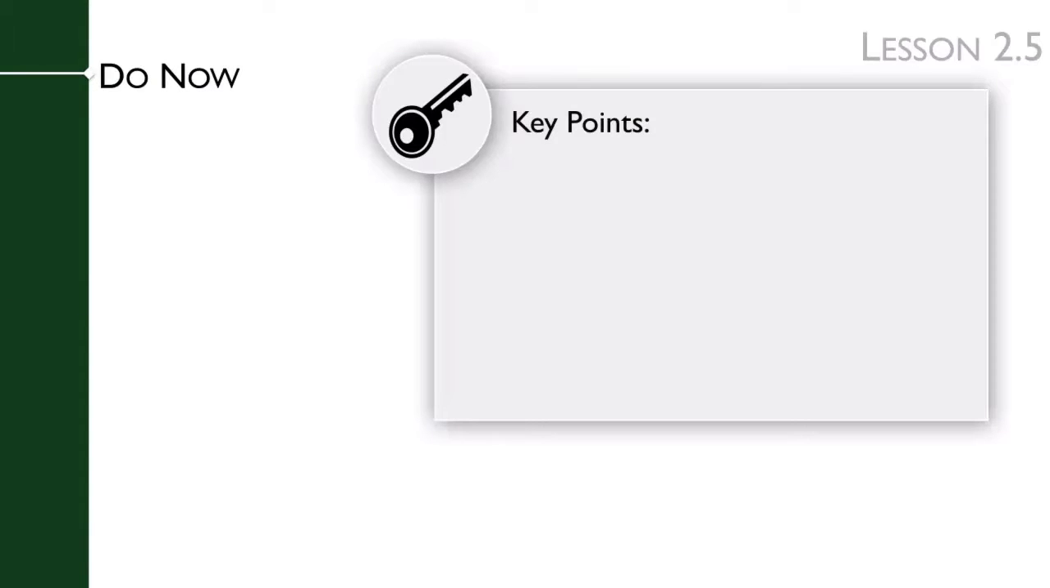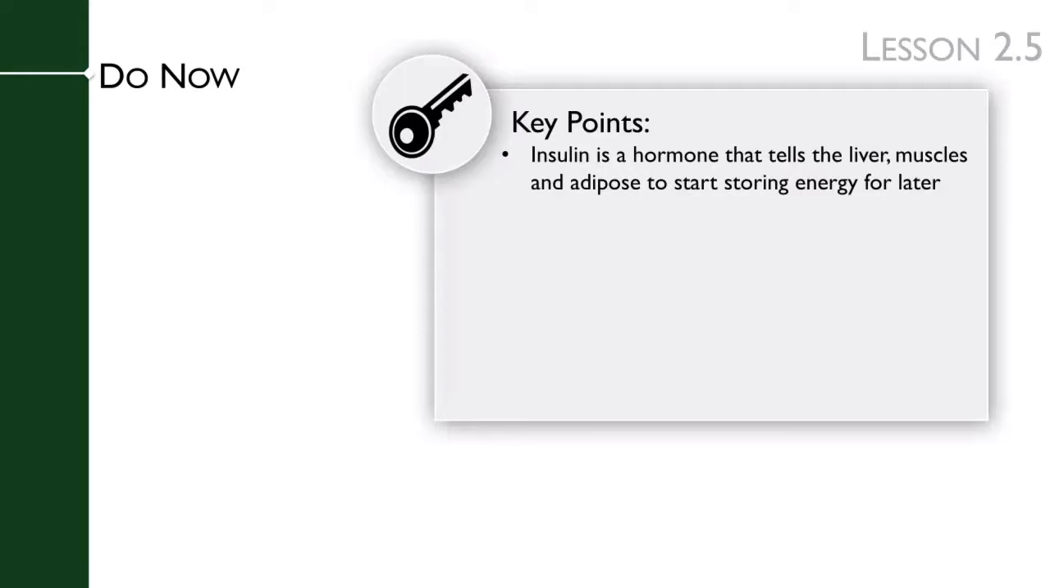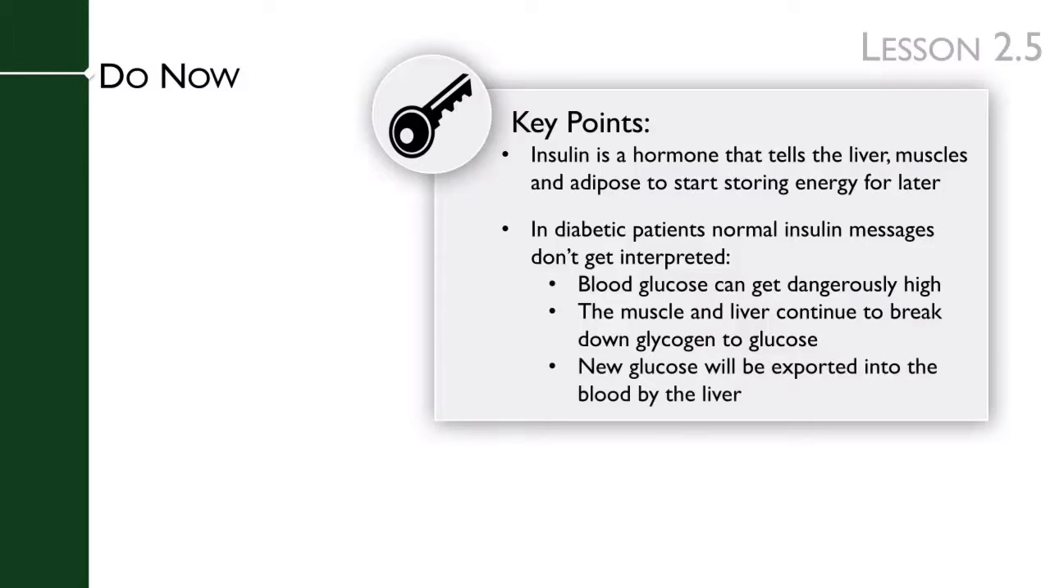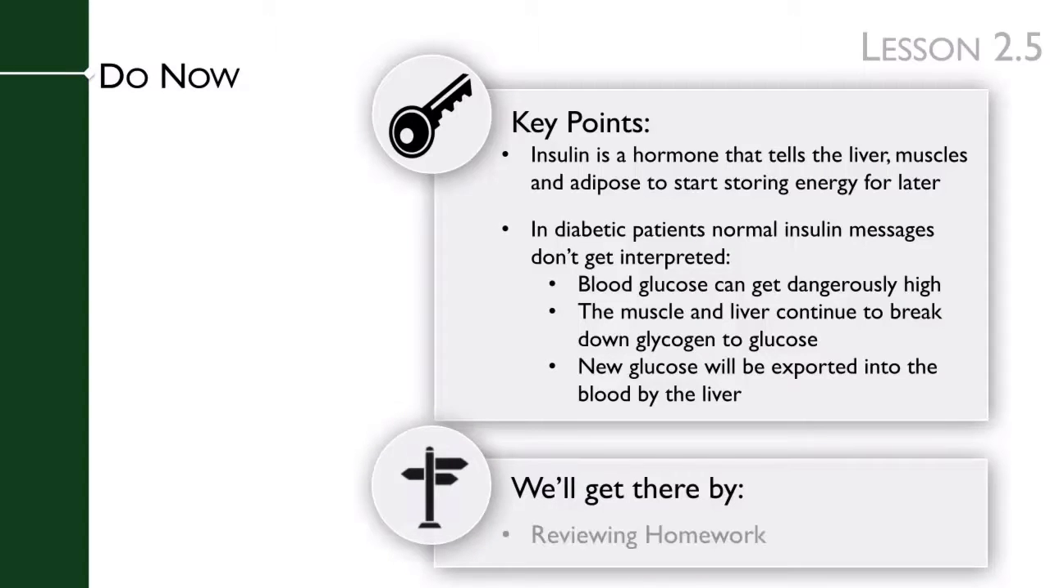The key points of this lesson's do now are that insulin is a hormone that tells the liver, muscles, and adipose to start storing energy for later. In diabetic patients, the normal insulin messages don't get interpreted, so these patients don't store energy as well. Without normally functioning insulin, blood glucose levels can get dangerously high. The muscle and liver will continue to break down glycogen to glucose, and new glucose will be exported into the blood by the liver. We'll get there by reviewing the homework from lesson 2.4.